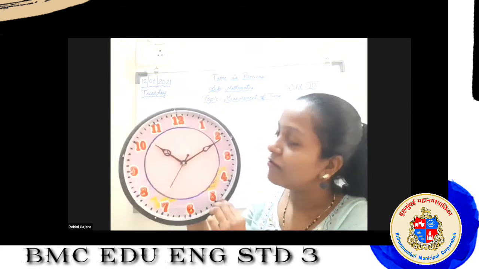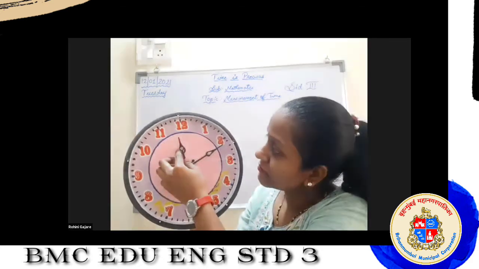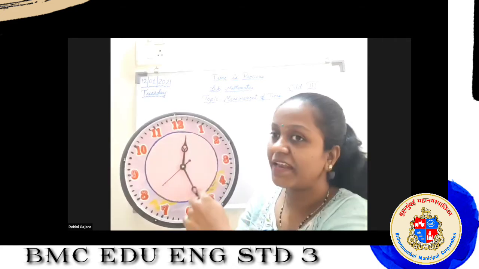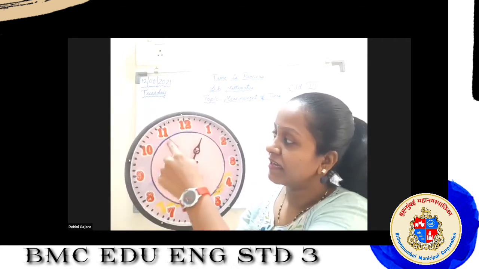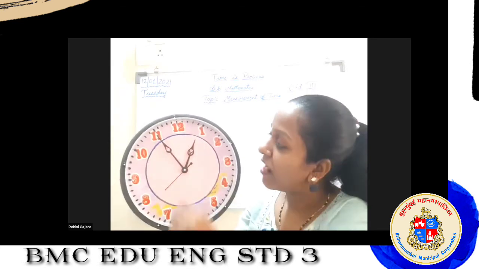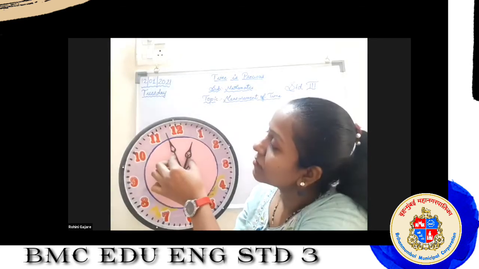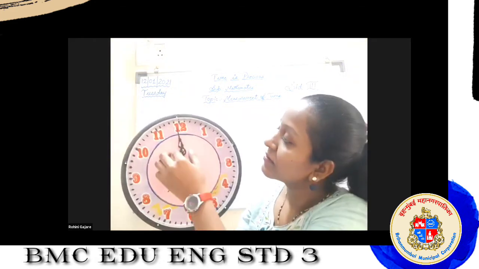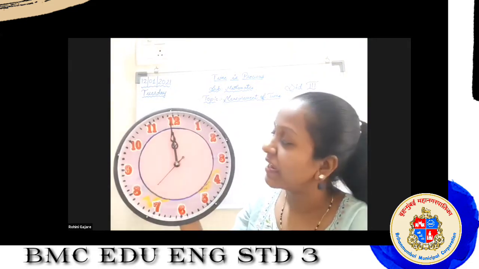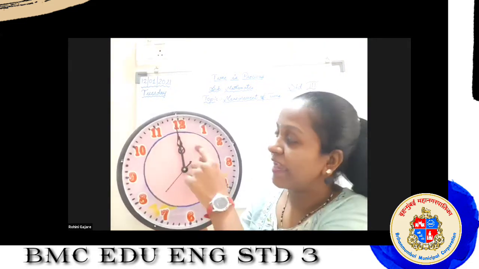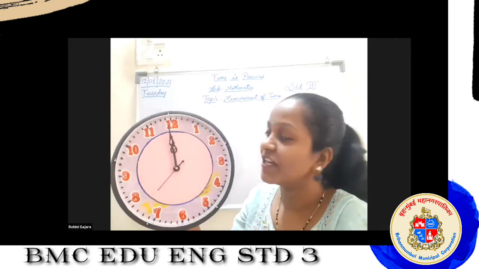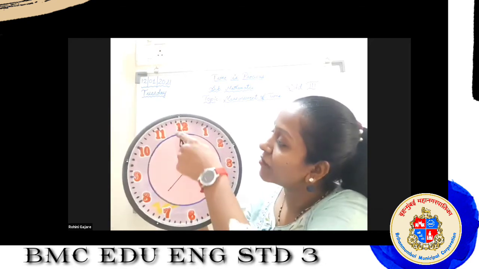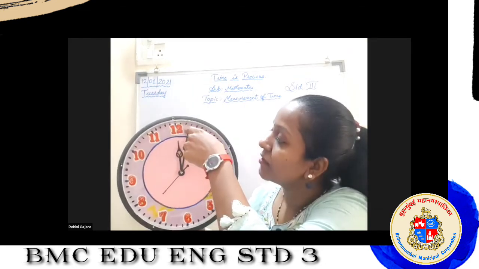Got it? Now, suppose, children, the clock moves in a clockwise direction. Got it? In a clockwise direction. Now, suppose both the hands are on which number? Yes, both the hands are on 12. So we can say it is 12 o'clock. Got it? Now what am I going to do? I'm going to rotate this minute hand.